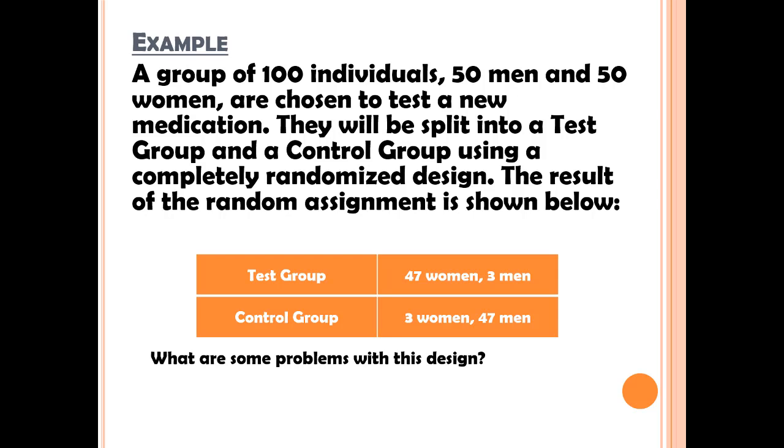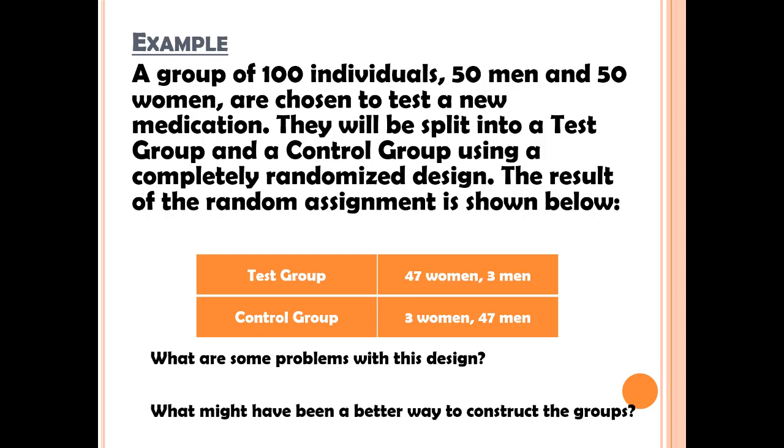So, what might be a better way to choose this group? Because if we let it be completely random, this is a possible group. It would also be possible to get all 50 women in one group and all 50 men in the other group. Not likely, but possible. And if we're letting it be completely random, then any of those possibilities could happen. So what would be a better way to go about this?